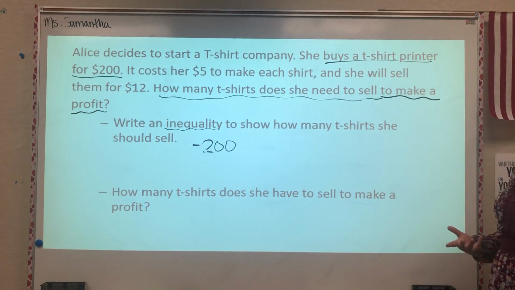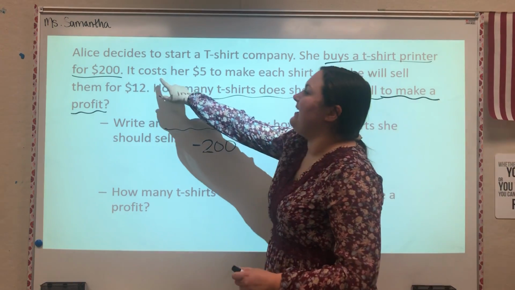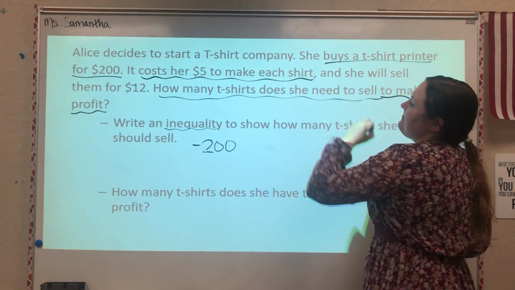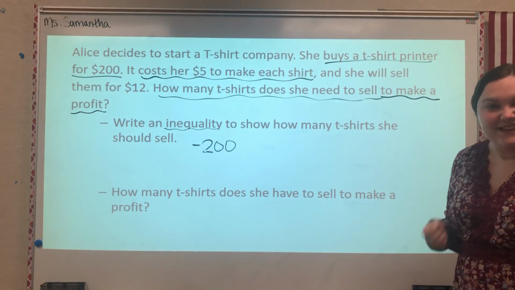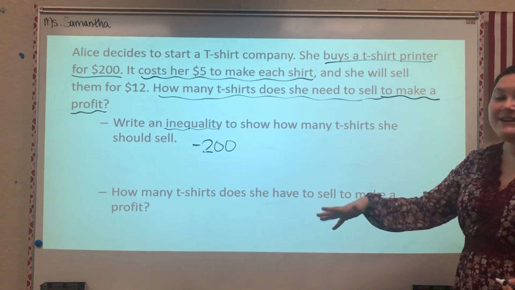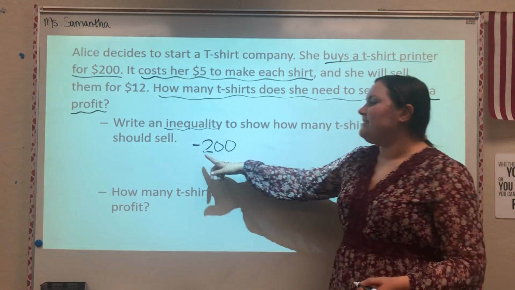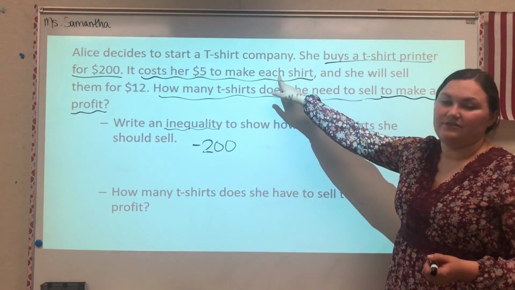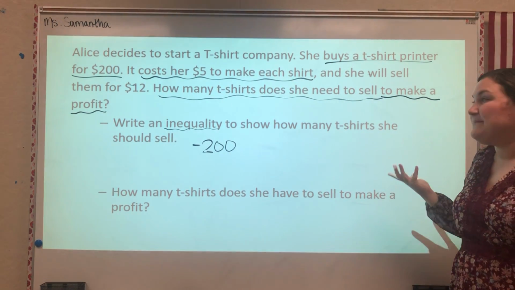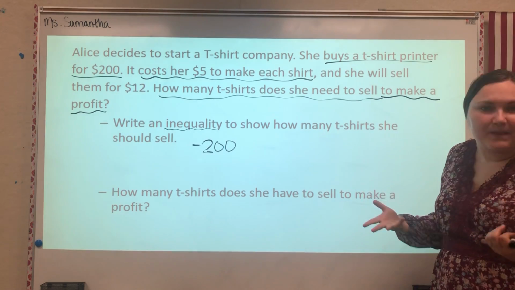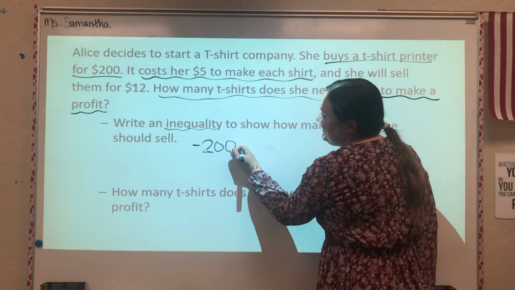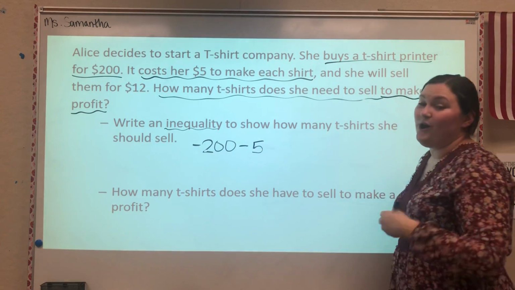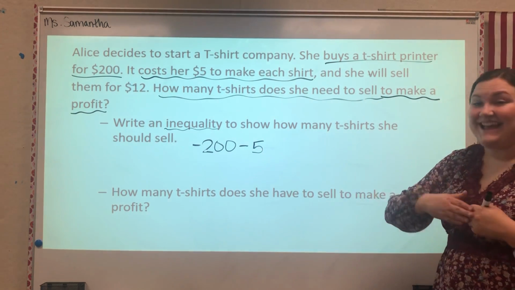So how is she making money? Well, we are told that it costs her $5 to make each shirt. That's still not money she's making. It's costing her, so that's still money she's losing at this point. She spent $200 on the printer, and she's spending $5 to make each shirt. So every single time she makes a shirt, she's spending $5, I'm guessing on the supplies, right? So we want to come in and say, she spent the $200 and she's spending $5 on each shirt. So that's something that's happening again and again.